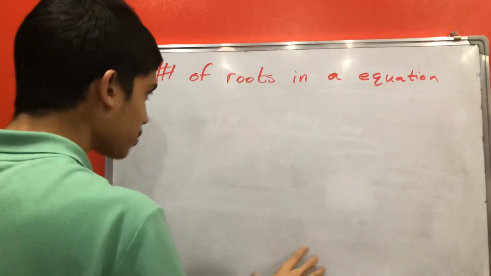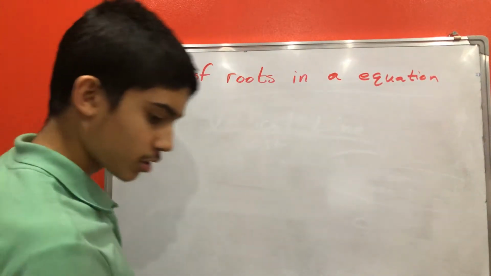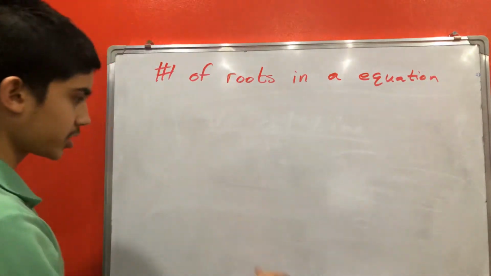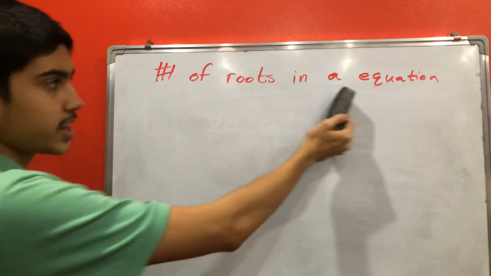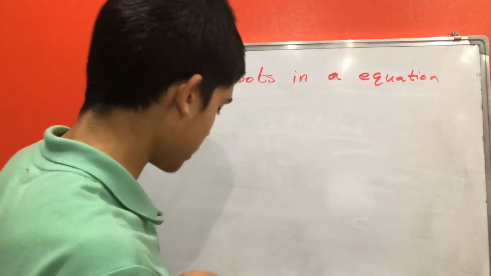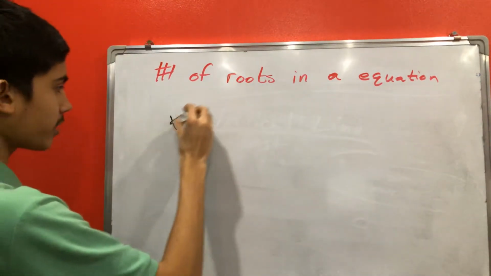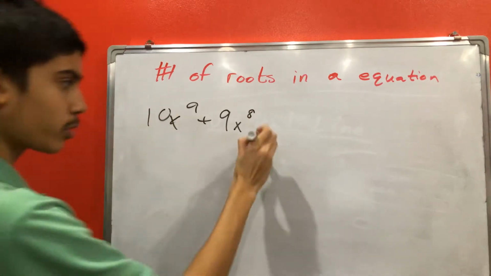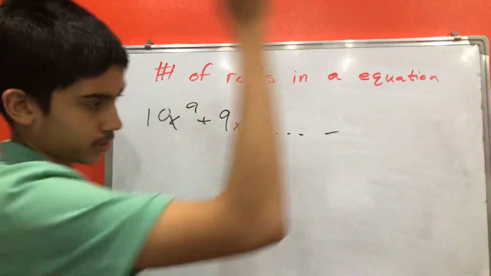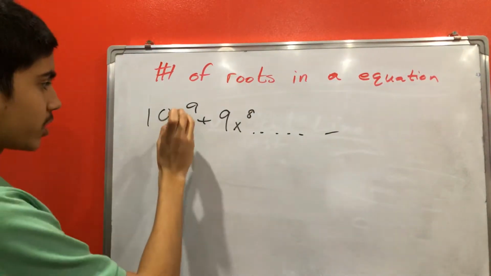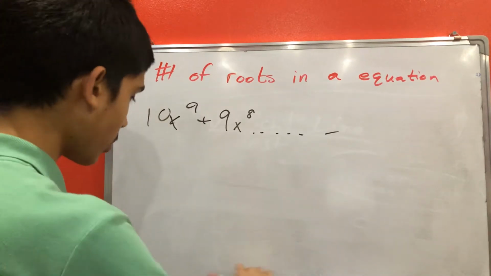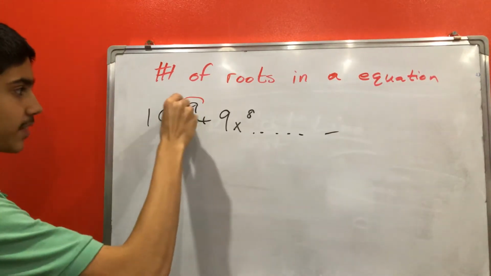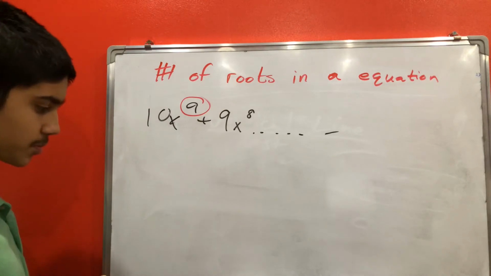So how many roots are in an equation? Typically the equation that I'm going to talk about is a polynomial. Let's say we have x to the 9 plus 9x to the 8, and these can have any coefficients and they'll go on, right? So how many roots are in this equation? We can safely say that there's definitely going to be 9 roots.